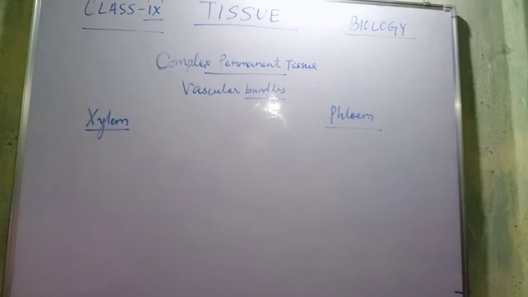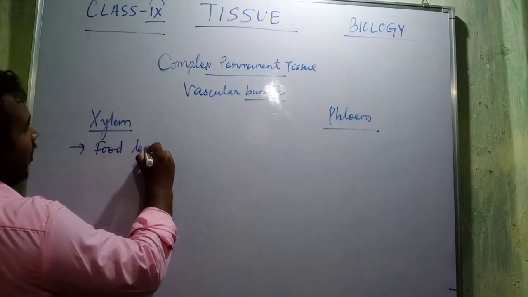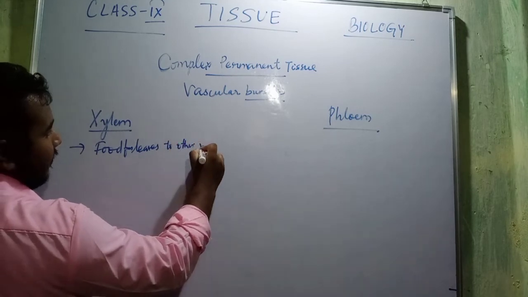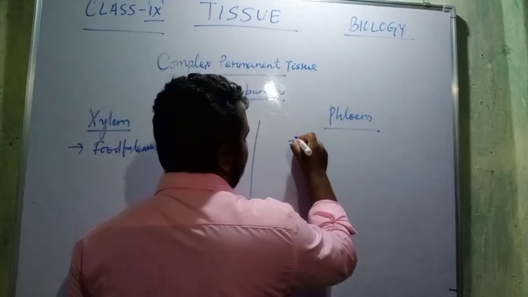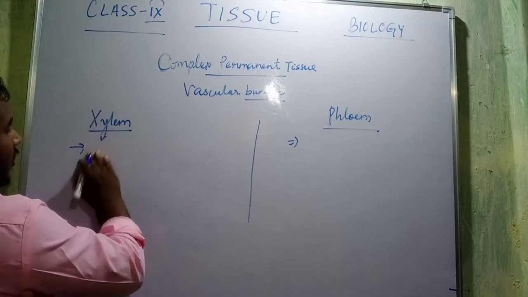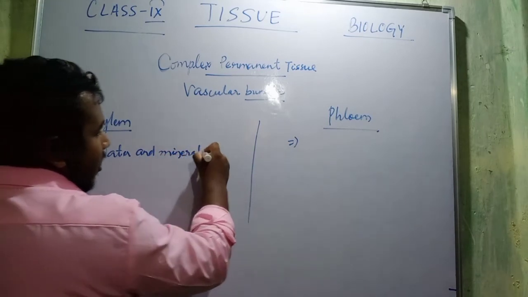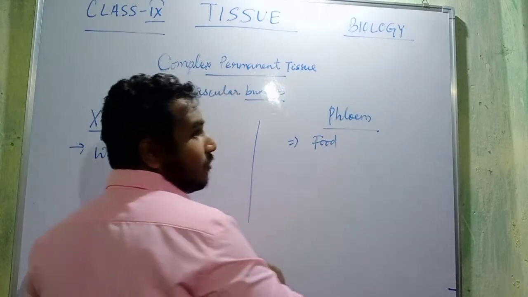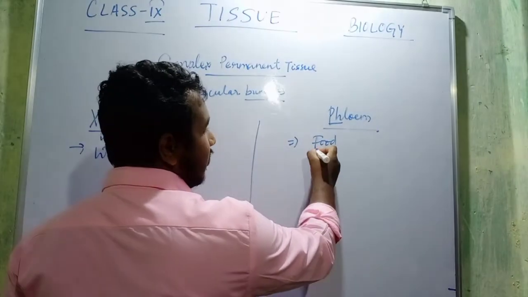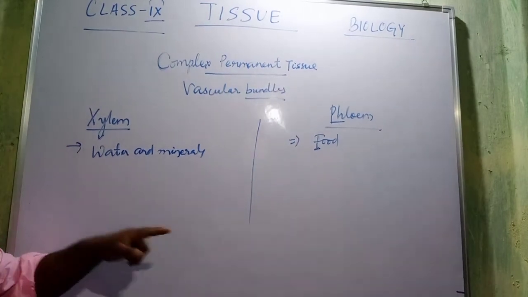Xylem carries water and minerals, and phloem carries food. How to remember this one? Phloem, the pronunciation has an F sound, so it is food. It carries food from leaves to other parts, and xylem carries water and minerals from roots to other parts.